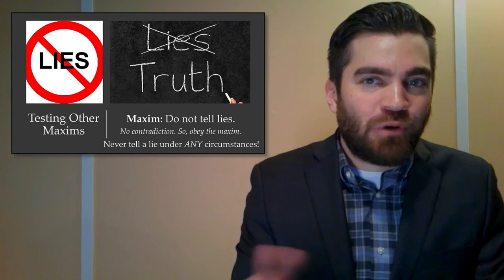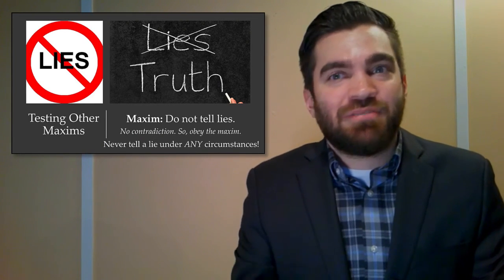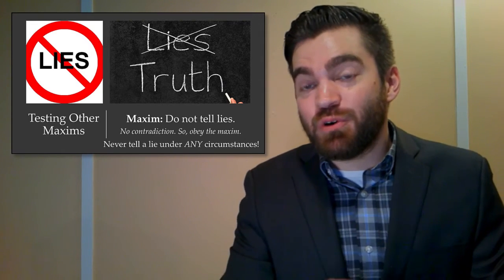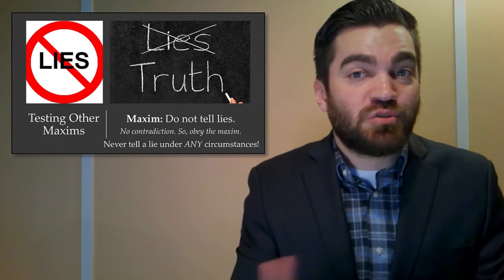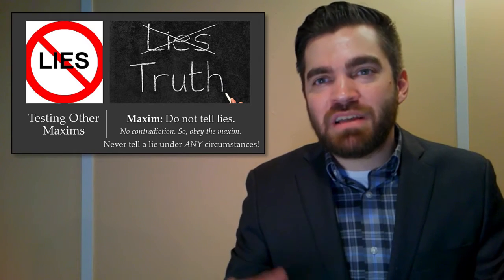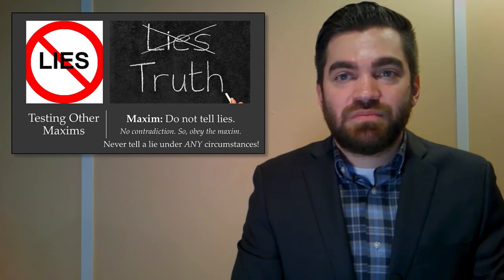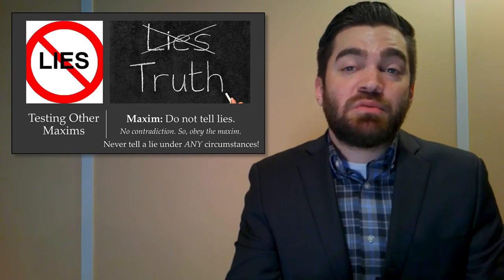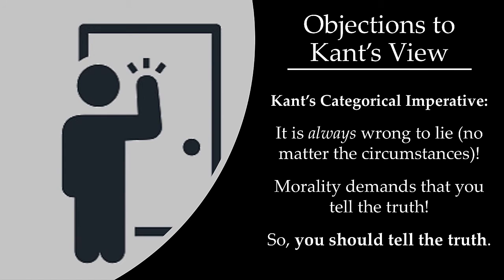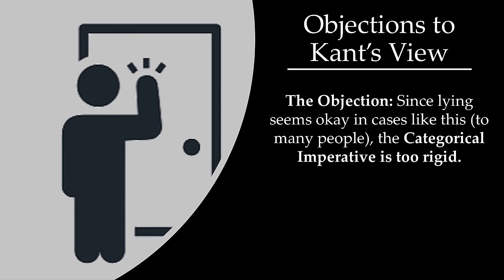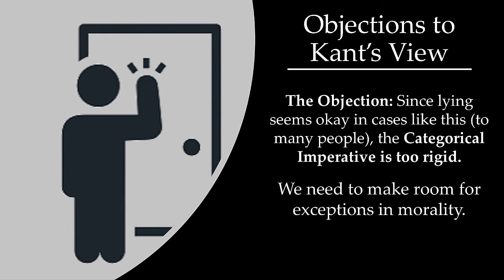Now, a lot of people will try to get around this type of problem. They'll say, you don't have to answer, right? You could just not answer the door. You could just say something that's true but misleading. And so there are ways that Kant might be able to work his way out of this. But whatever the case, even in this type of situation, you cannot tell a lie. The concern then is that the categorical imperative is just too rigid. It's a command that doesn't have any exceptions, but we need exceptions because moral life is really messy sometimes.